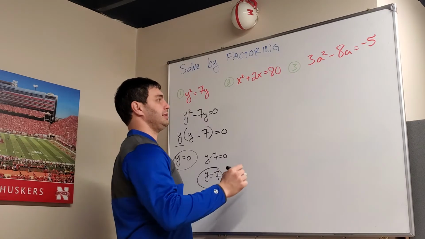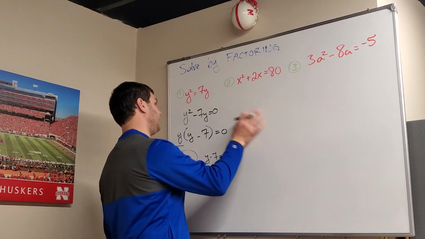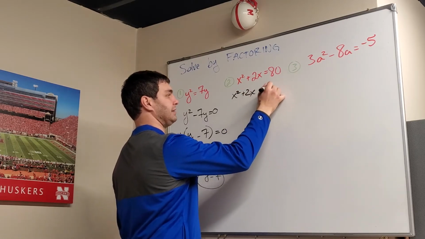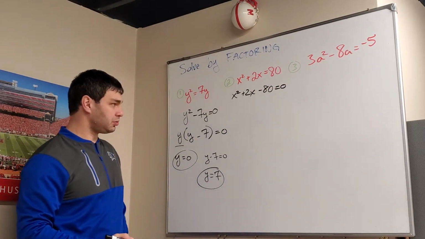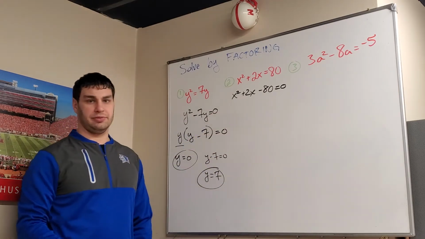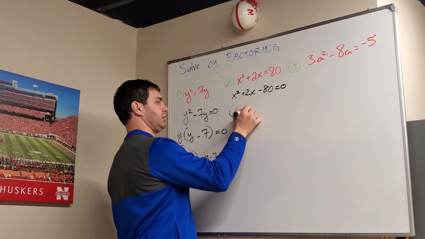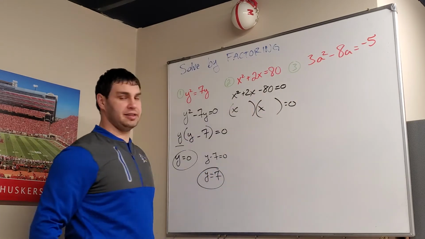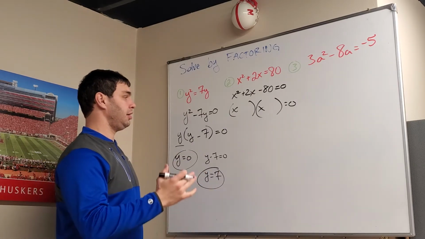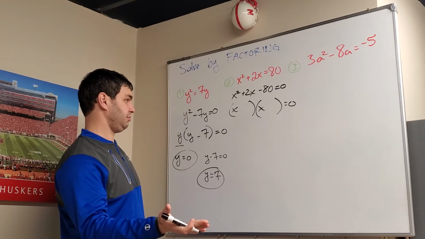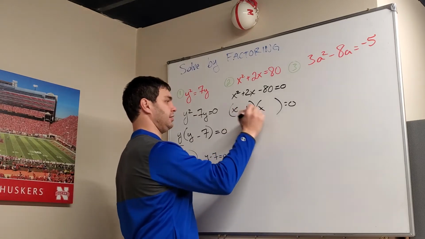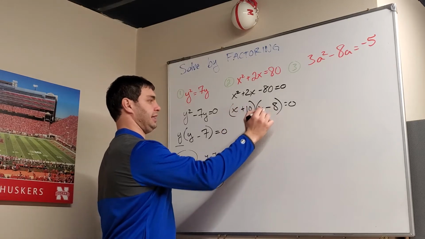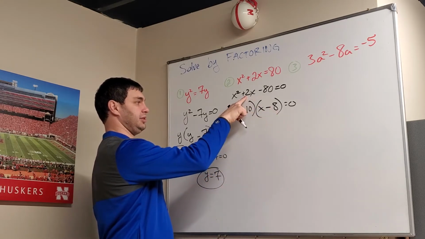Moving on to the next one. Next one says x squared plus 2x equals 80. First off, again, everything over to the left side. x squared plus 2x, subtract 80 over, minus 80 equals 0. This one is one where our leading coefficient is a 1. And so we can just go ahead and split this to be x and x. Two numbers that multiply to give me negative 80 and add to give me 2 are 10 and 8. And it looks like we have to make the 10 positive and the 8 negative. 10 minus 8 gives me 2.